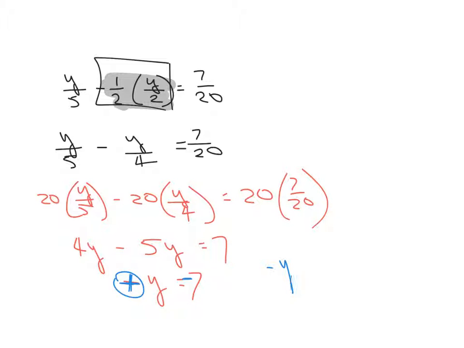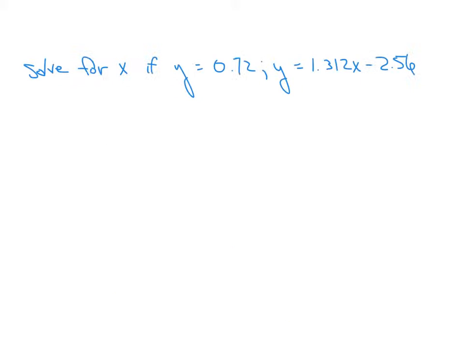So if negative y equals 7, then positive y equals negative 7, and that's what we prefer.